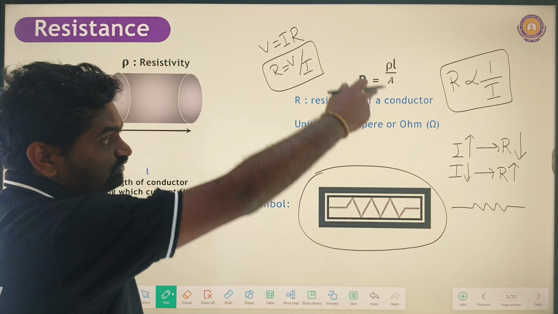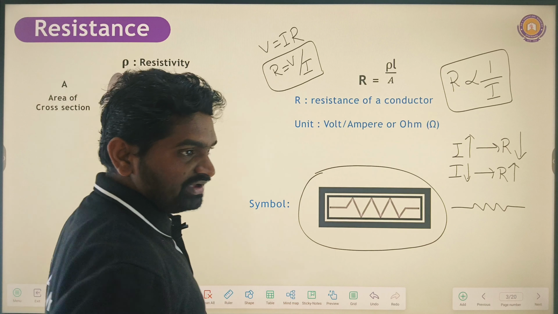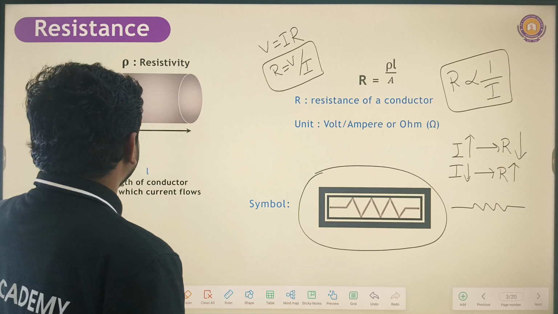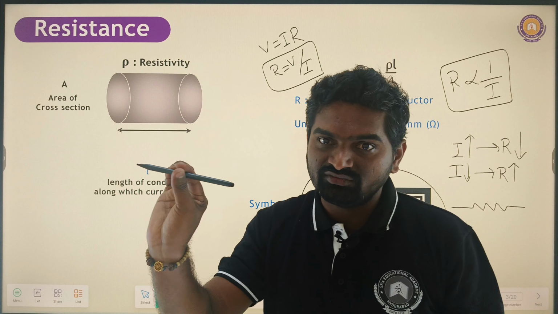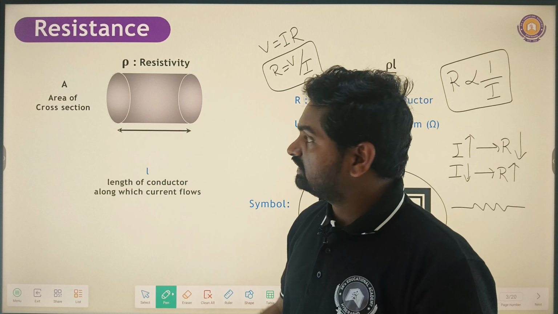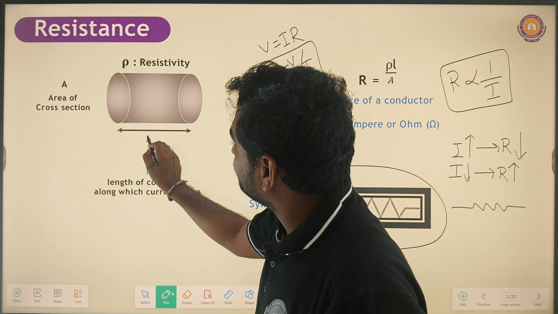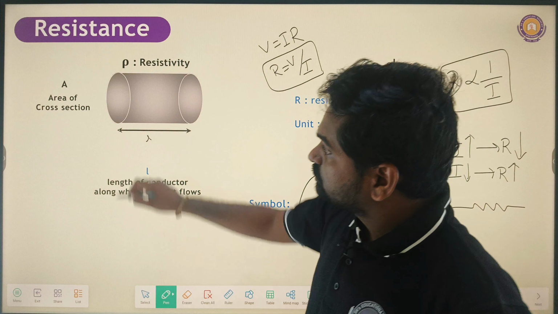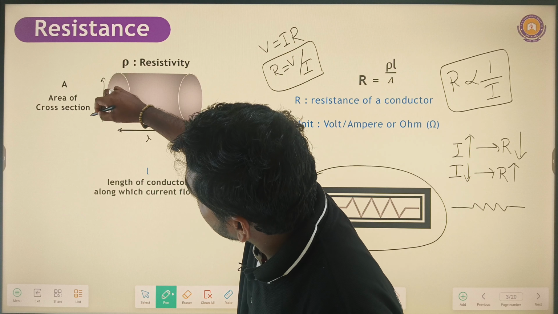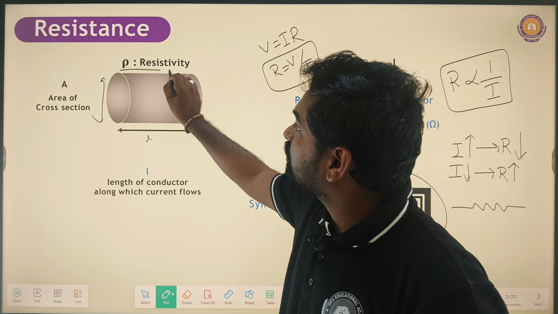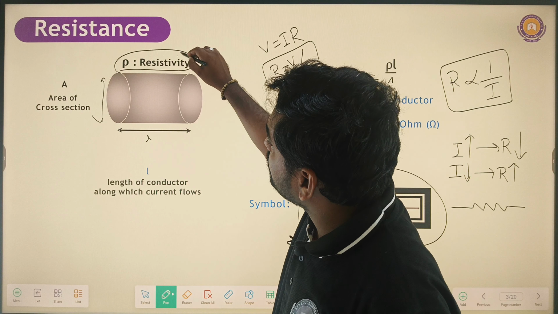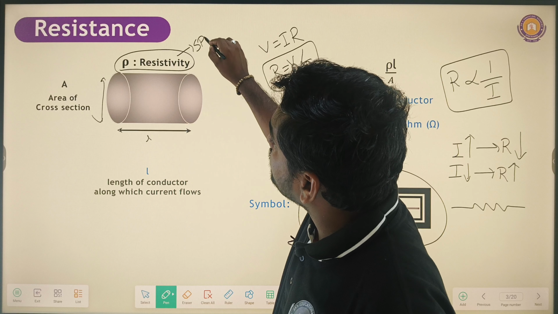Clear? According to Ohm's law, R is equal to V by I. But actually, if we take one conductor, this is the length L of the conductor, and A is the area of cross section. Rho is the resistivity, also known as specific resistance.